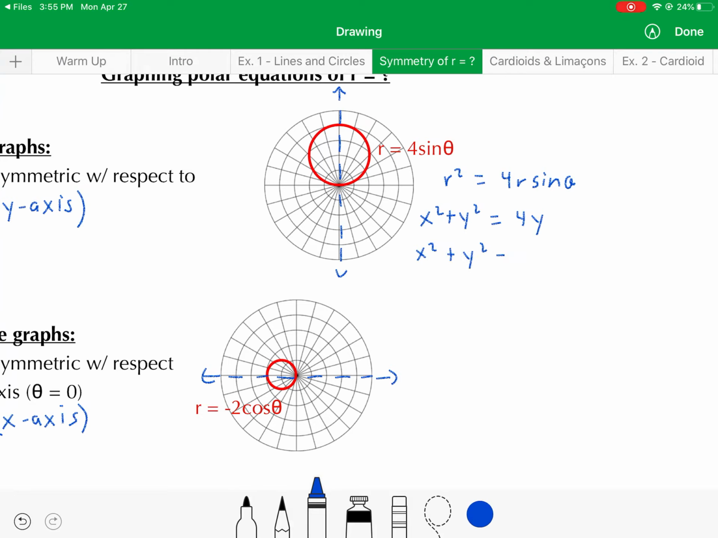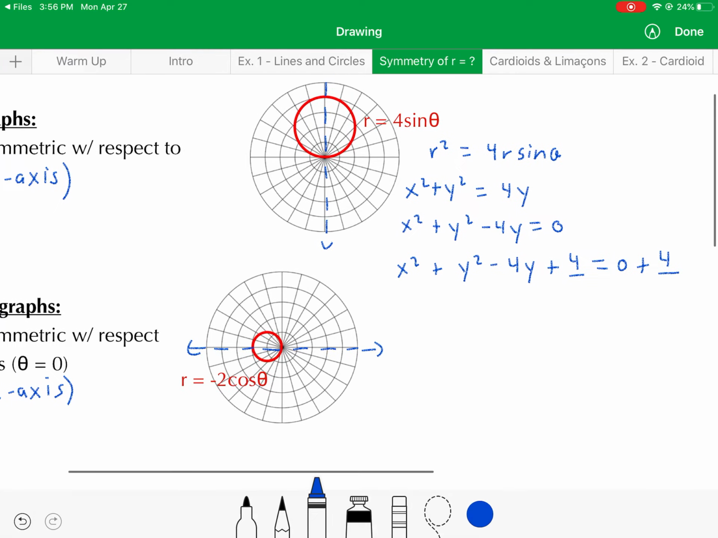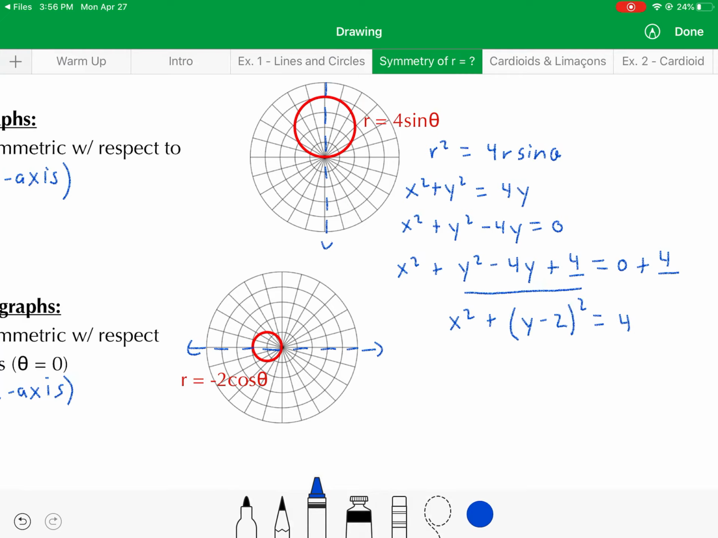So I'm going to manipulate this. I'm going to move 4y to the other side by subtraction. And then I'm going to complete the square. Okay, I use the -4, that's the coefficient on y. Half of that's -2, square it, you get 4. That's your add in to each side to maintain balance. Now that's a perfect square trinomial, and it will factor to y minus 2 squared. And then hopefully that looks a little bit friendlier to you.